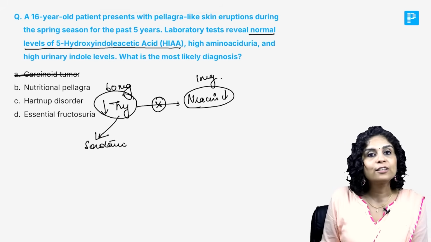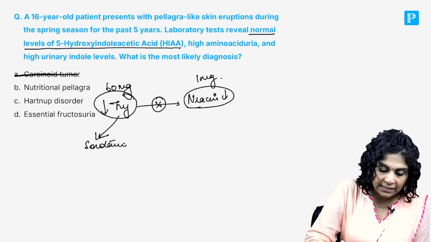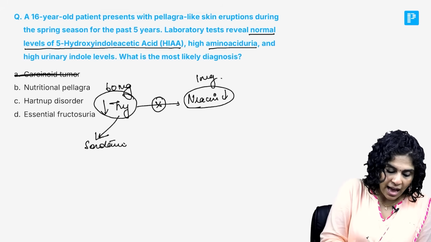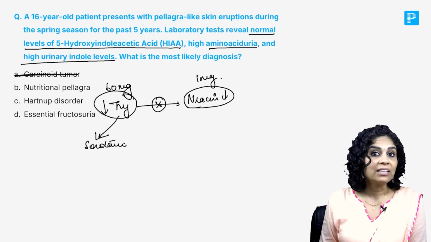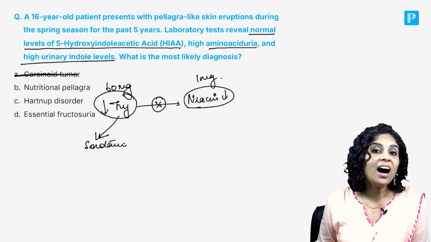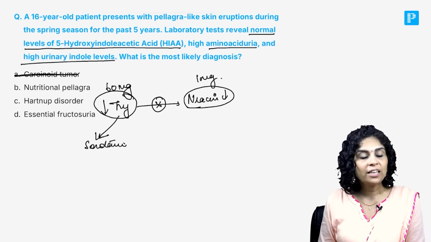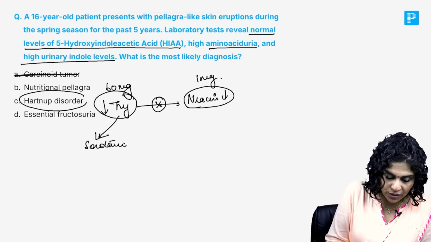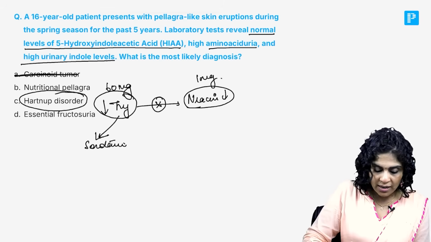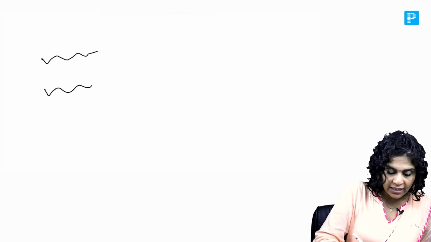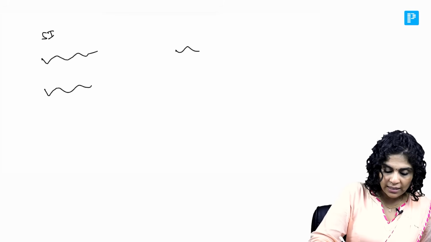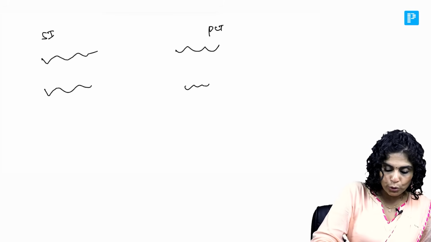Carcinoid syndrome is excluded. There is high amino aciduria and high urinary indole levels, which means it is Hartnupp's disease. So, what is Hartnupp's disease? Hartnupp's disease is a neutral amino acid transporter defect. This transporter is present in the intestine as well as in the proximal convoluted tubule.